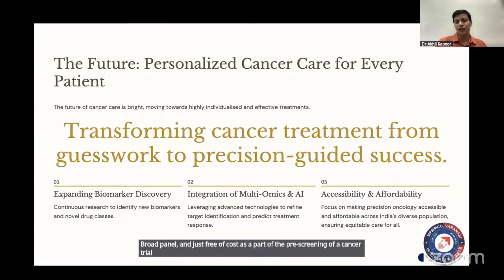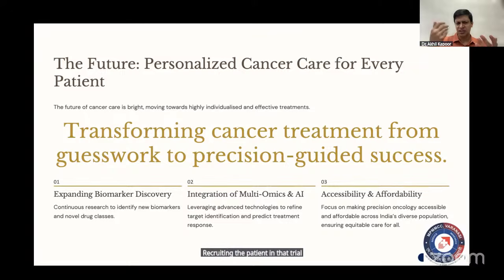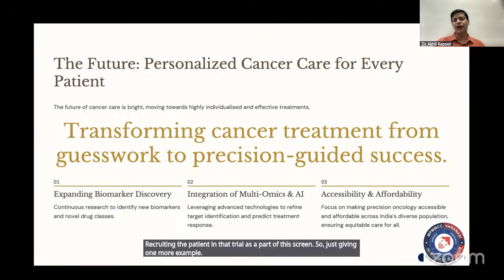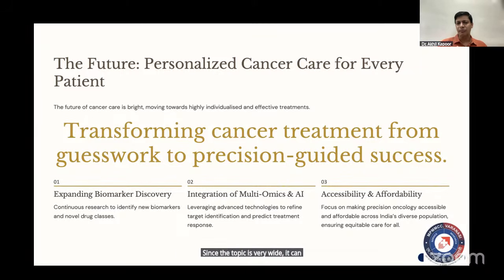So that is one of the ways we do a lot of somatic NGS testing in our practice: through incorporation, recruiting the patient in a trial as a part of this screen. Just giving one more example, since the topic is very wide, it can be understood only through examples.